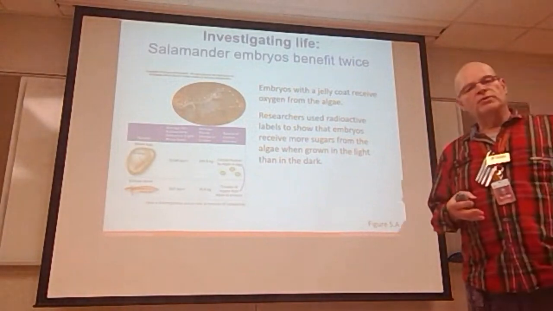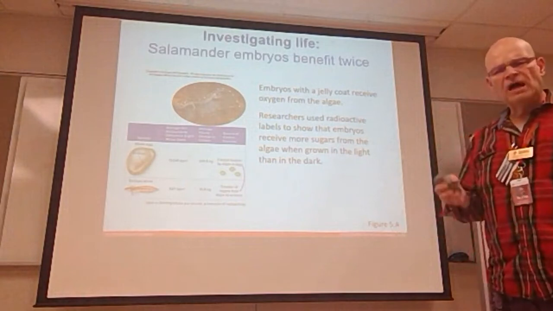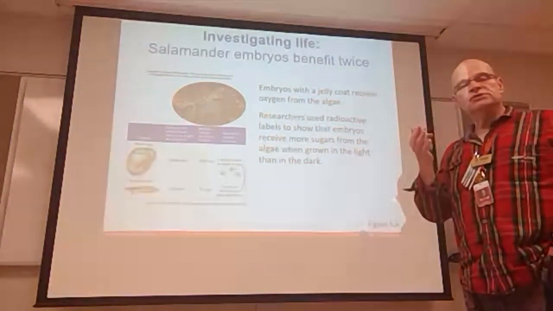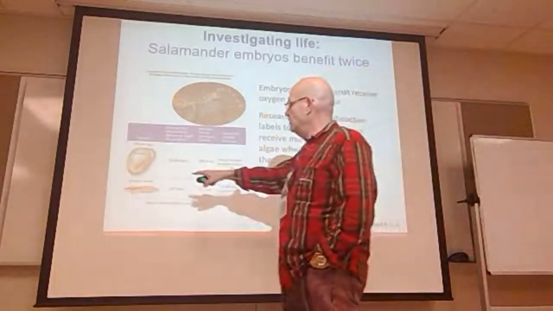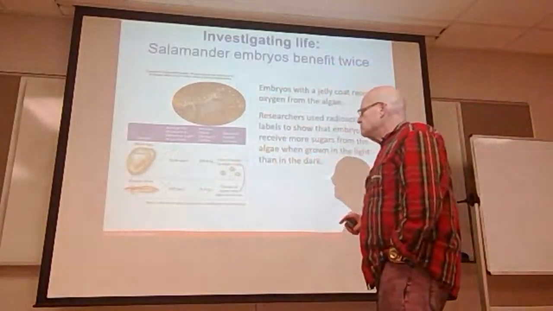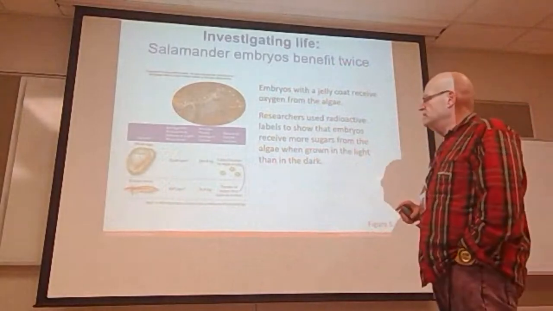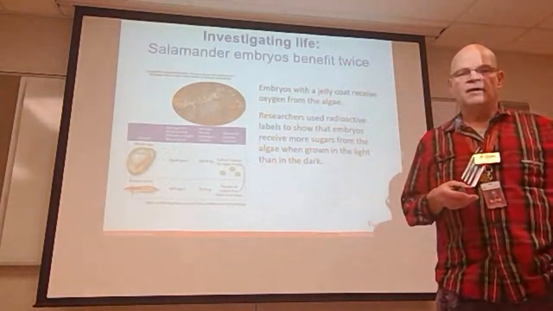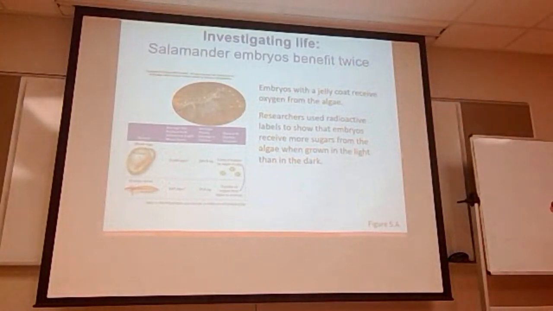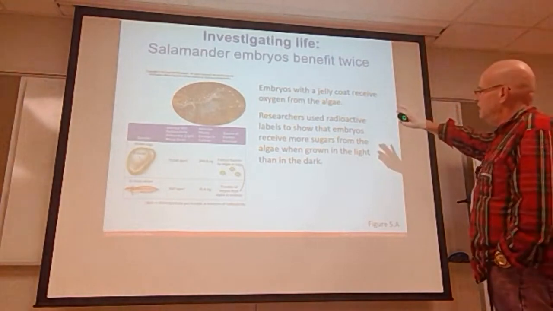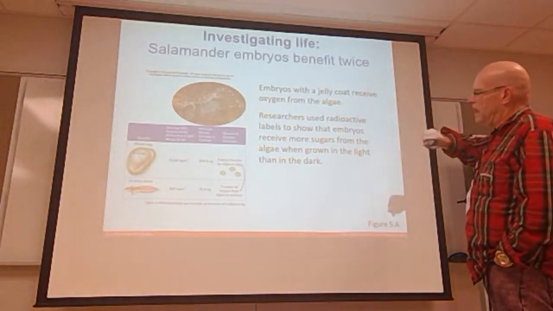The algae is growing, producing oxygen as a byproduct, and that oxygen is what oxygenates the developing babies within the embryos. The embryos also receive sugars from the algae growing. So researchers used radioactive labels to show that embryos receive more sugars from the algae when grown in the light than in the dark. So basically, these embryos with the jelly receive oxygen from the algae.